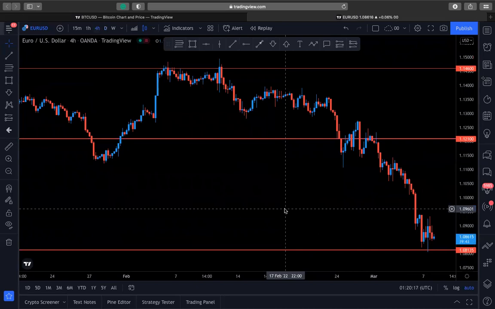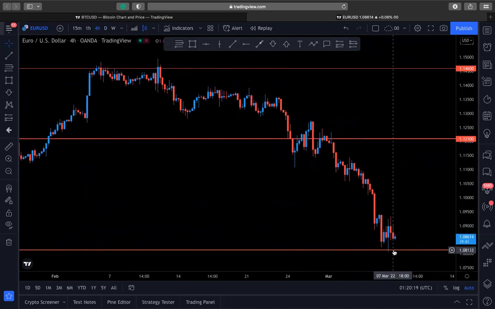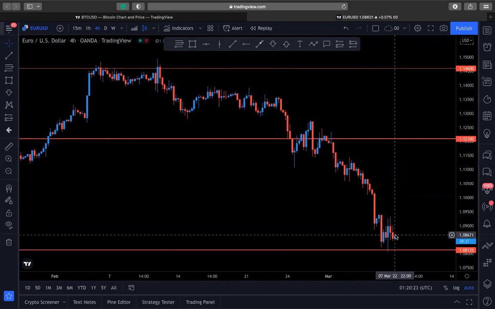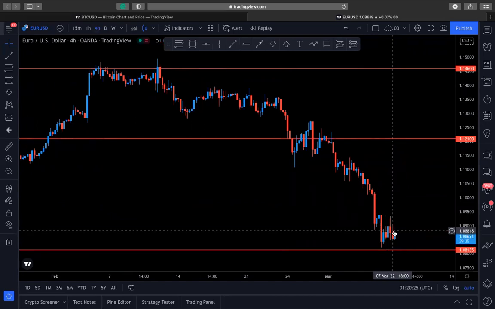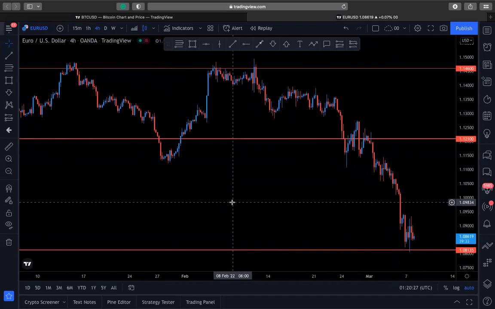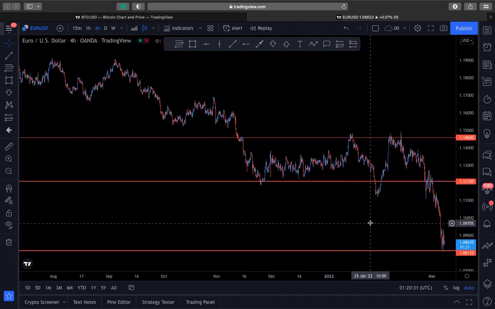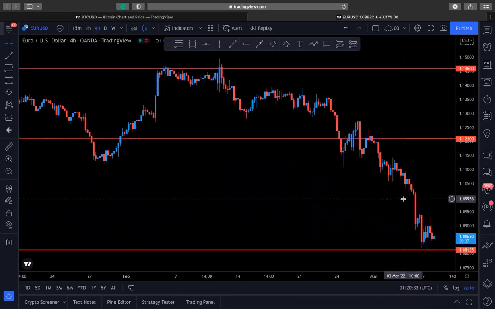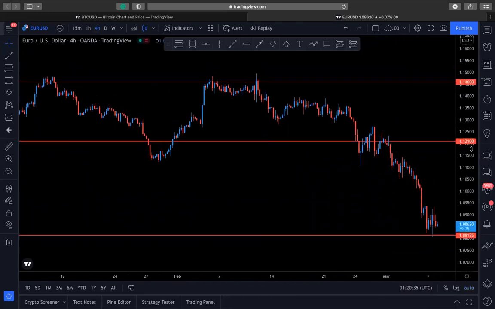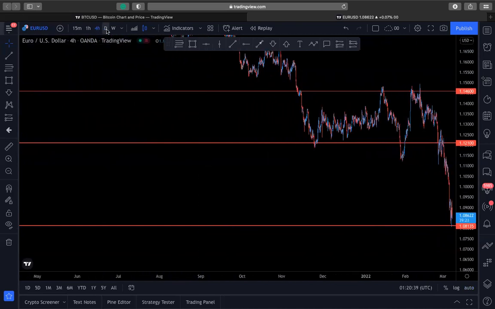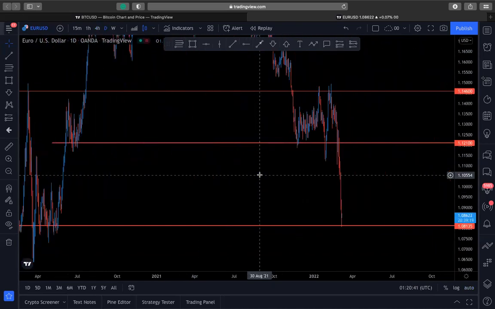So if we break it down to the 4 hour, it's even more clear, right? We're really seeing price give us hesitation or pauses as far as where price is moving on the downside of things. So let's take another look at the daily.